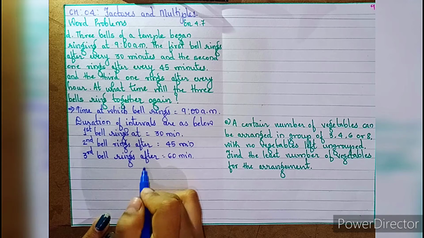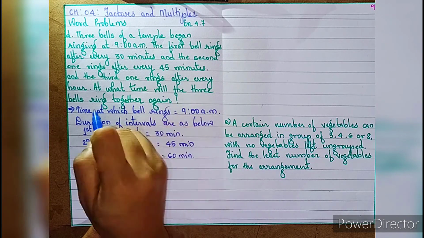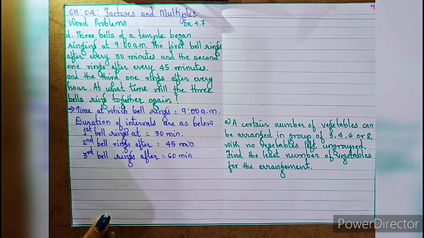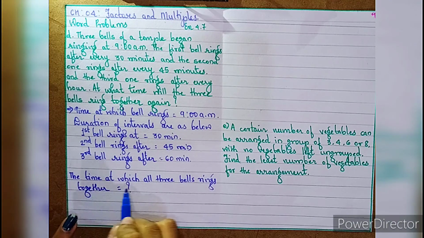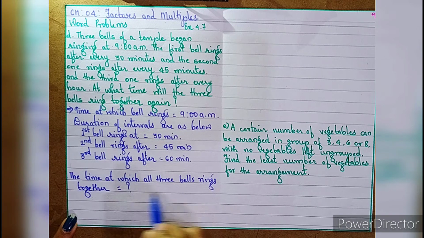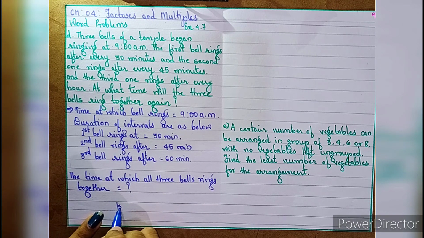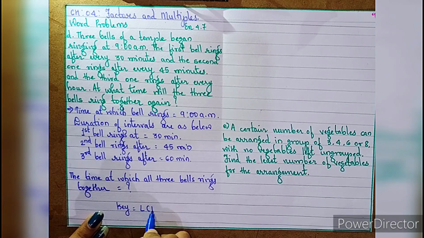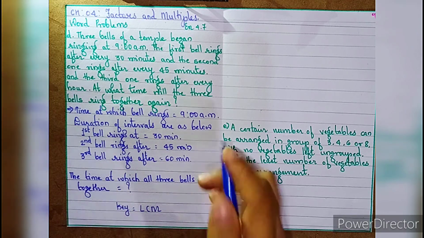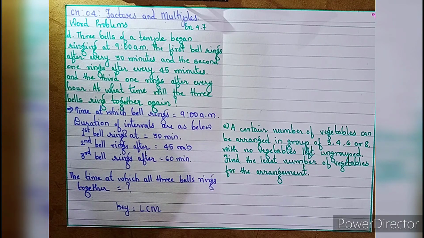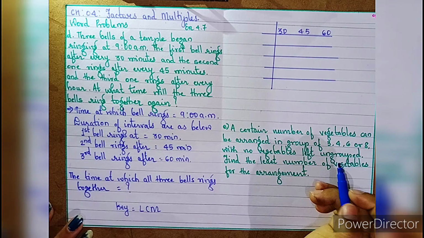What we have to find? We have to find the time at which the 3 bells ring together again. So to find at what time all 3 bells ring together, we have to find the LCM. So what is the key? The key is LCM. So let's find the LCM of 30, 45 and 60.